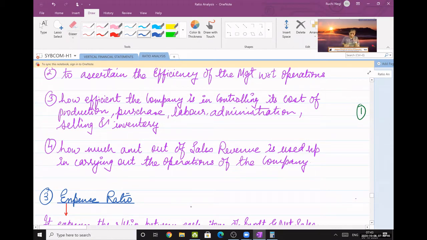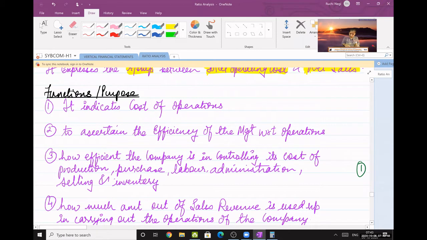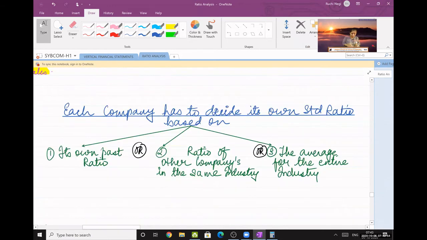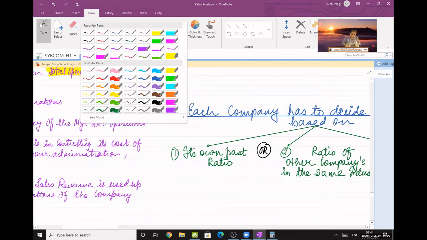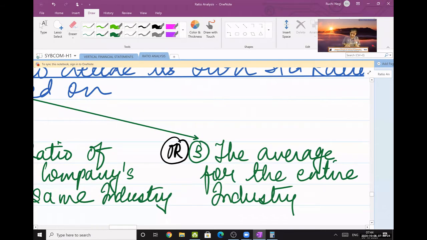And as I told you, this part is common. See, the same part I have written again over here. But see, the word GP I have removed. In GP ratio, it was its own past GP ratio. Here it is its own past operating ratio. Same way, to compare its own past operating ratio. I told you now, same thing. There is nothing new. Operating ratio. Add this new line. That's it. Next, expense ratio.